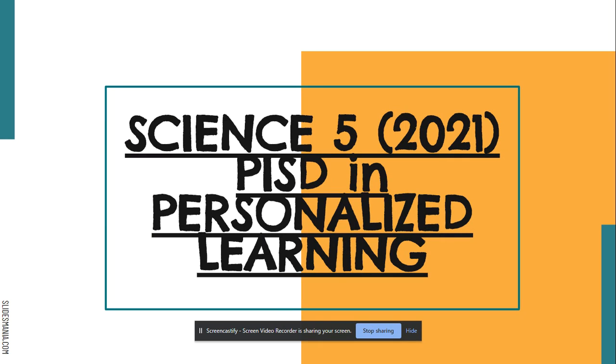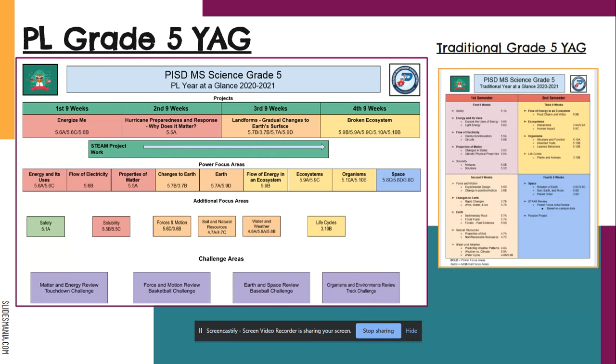Science 5, PISD, and personalized learning. Here you will find our year at a glance, or YAG, for both our personalized learning and traditional classrooms. You will notice the curriculum calendars are very close in timelines, but because students are working at their own pace in the platform, not all students are working on the exact same content at the exact same time, like in a traditional setting.